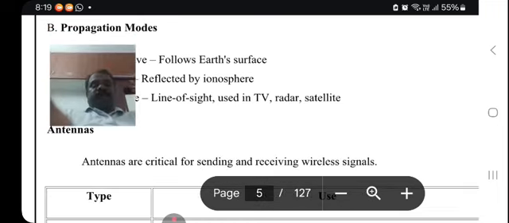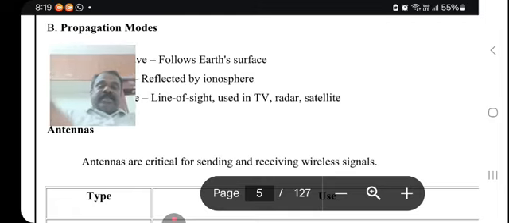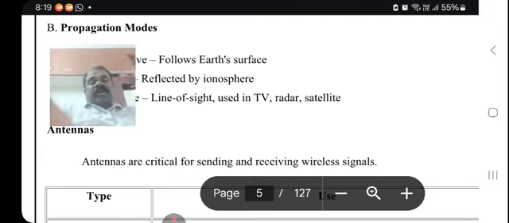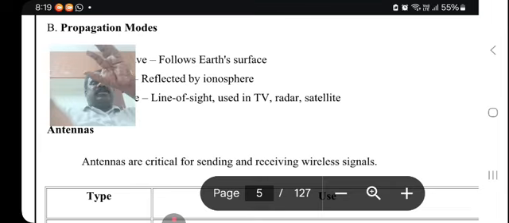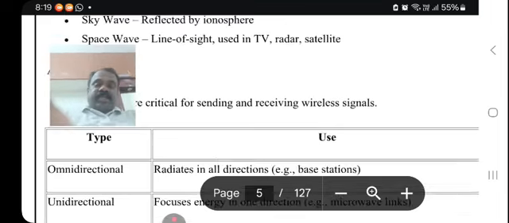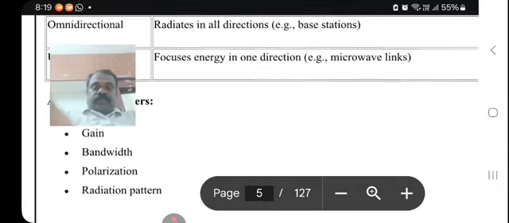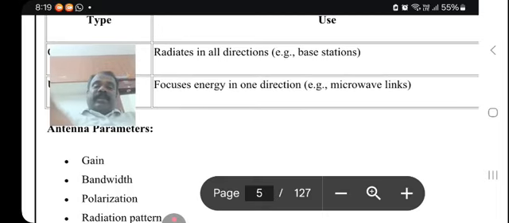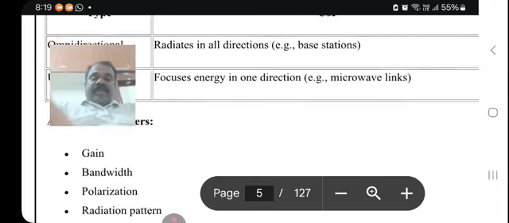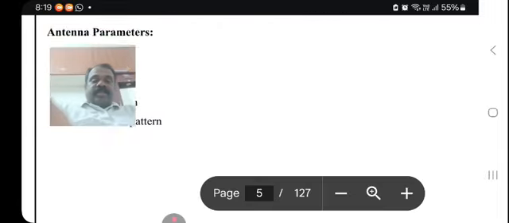In wireless transmission, we use antennas. Antennas are critical for sending and receiving wireless signals. An antenna receives the signals from the transmitter and then passes them to the receiver side. It is just receiving and transmitting the data. Different antenna parameters are there: gain, bandwidth, polarization, and radiation patterns.